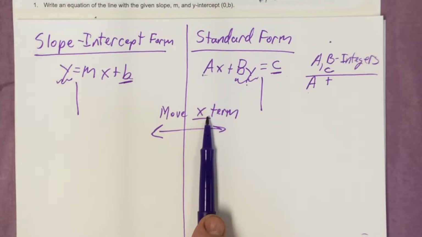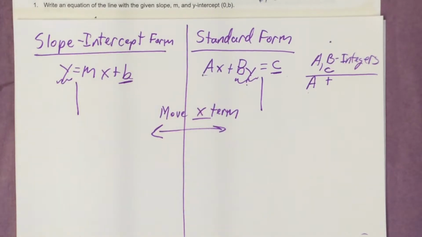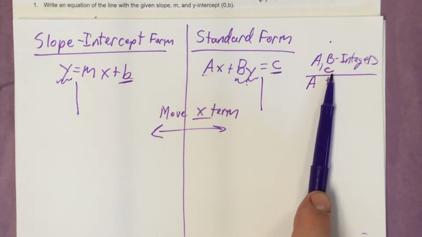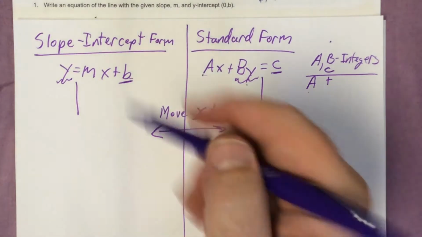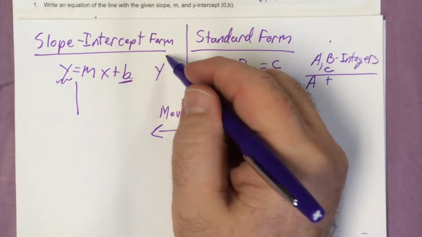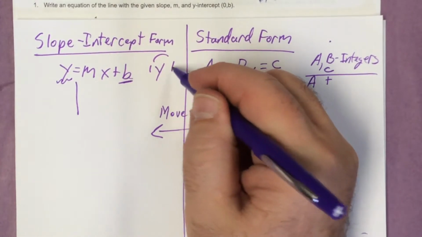So you're going to hear me talk about that as being a common idea when we go between the two forms. Now, there may be a little bit more to it than that. Remember, these have to be whole numbers here, so we may have to do some multiplying and dividing to make that happen. And over here, the y has to have a 1 in front of it.